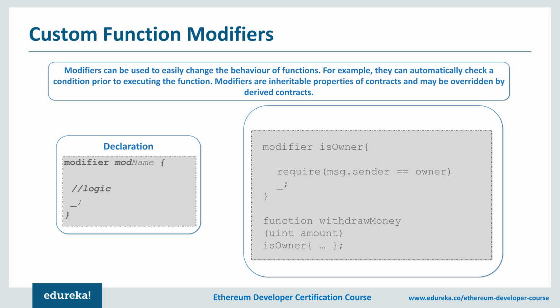So suppose out here we have an example of a modifier. So we say that the modifier is isOwner. So this means we require that the message sender has to be the owner. If it's not the owner, this underscore part will not actually be executed. So we have a function called withdraw money, and this can only be done by the owner. So the parameter sent in this function is the uint amount, and isOwner is the function modifier. So before the function withdraw money is actually committed, this isOwner modifier will be checked. If this is actually true, then and only then will the function withdraw money be committed.